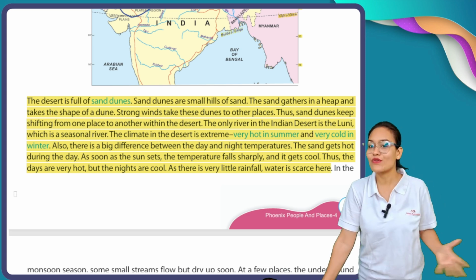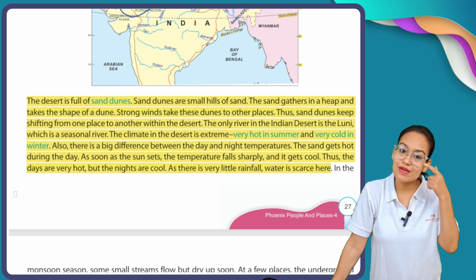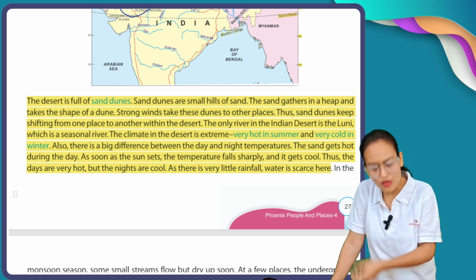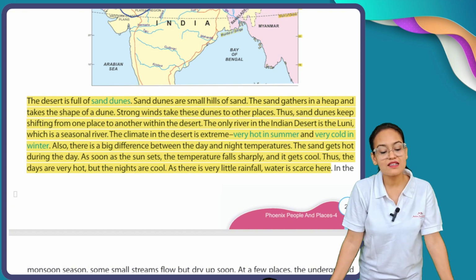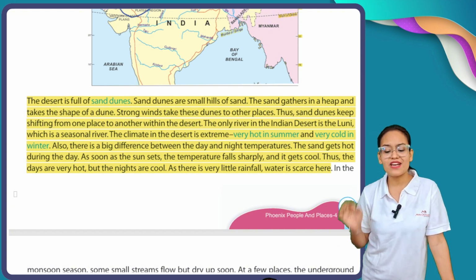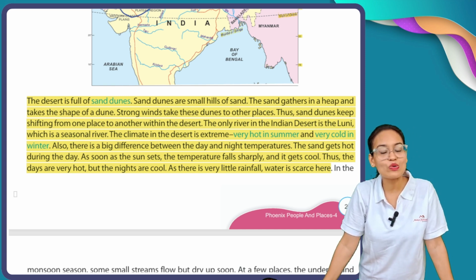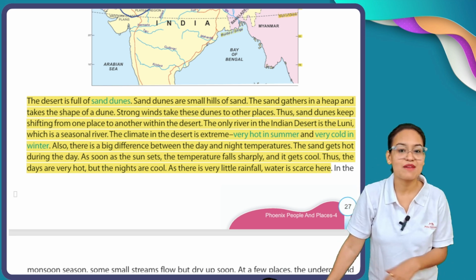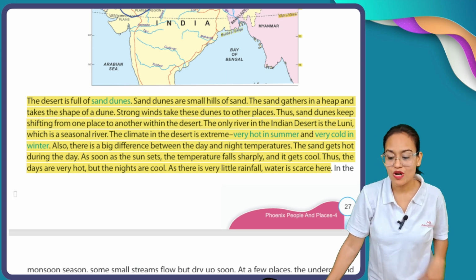So you can see here, in the daytime there is a very hot and humid climate, but at night it becomes very cold. Thus, the days are very hot, but the nights are cool. As there is very little rainfall, water is scarce here. As we all know, in the desert area there is a very small amount of rainfall. That's why there is a water scarcity problem, okay?